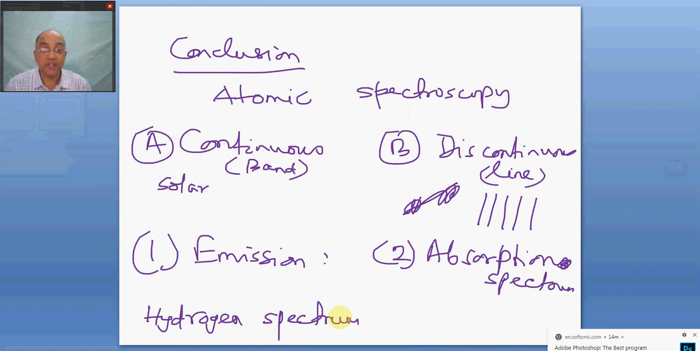And the first series was discovered by Balmer, which is due to the transition of electron from different higher levels to the second shell, 3 to 2, 4 to 2, 5 to 2, and so on. And then different series were discovered like Lyman, all transiting to the first shell, Paschen, all transiting to the third shell, Brackett, all transiting to the fourth shell, Pfund, all transiting to the fifth shell, and Humphreys, all transiting to the sixth shell.